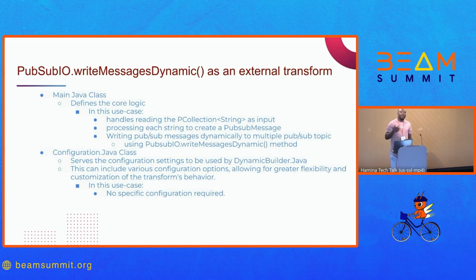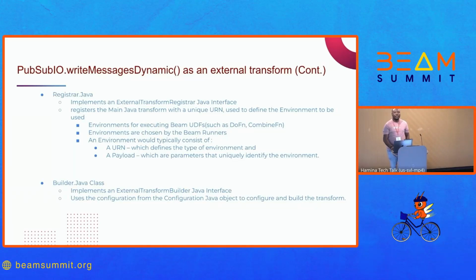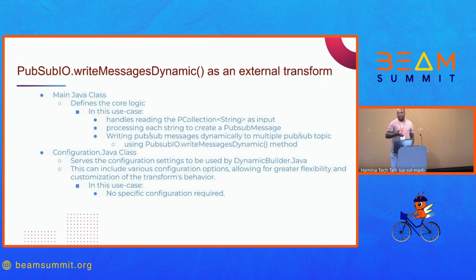Like I said, we have the configuration Java class, which is the Java object that serves the configuration settings to the dynamic builder. The dynamic builder class is the one responsible for building the external transform. The registrar object implements the external transform registrar Java interface, and it's used to register the transform with a URL and define the environment to be used. The builder is mainly responsible for creating the transform. So, I mentioned that there are three main Java objects that need to be created: the configuration, the registrar, as well as the builder.